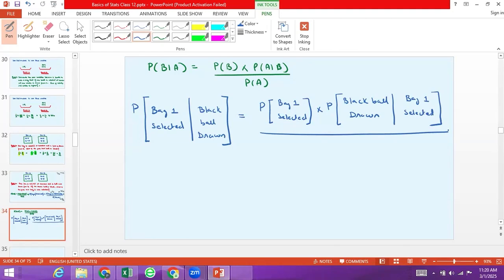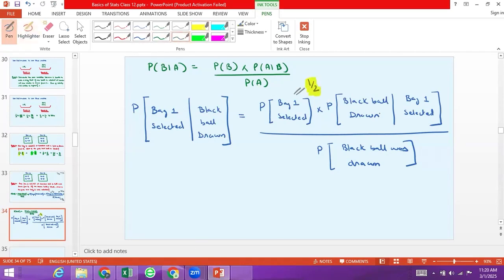Given that bag 1 was selected, divided by the probability of A. What is A? The probability that a black ball was drawn. So the probability of bag 1 getting selected is 1 by 2, right? What are the chances that bag 1 will get selected? 1 by 2.